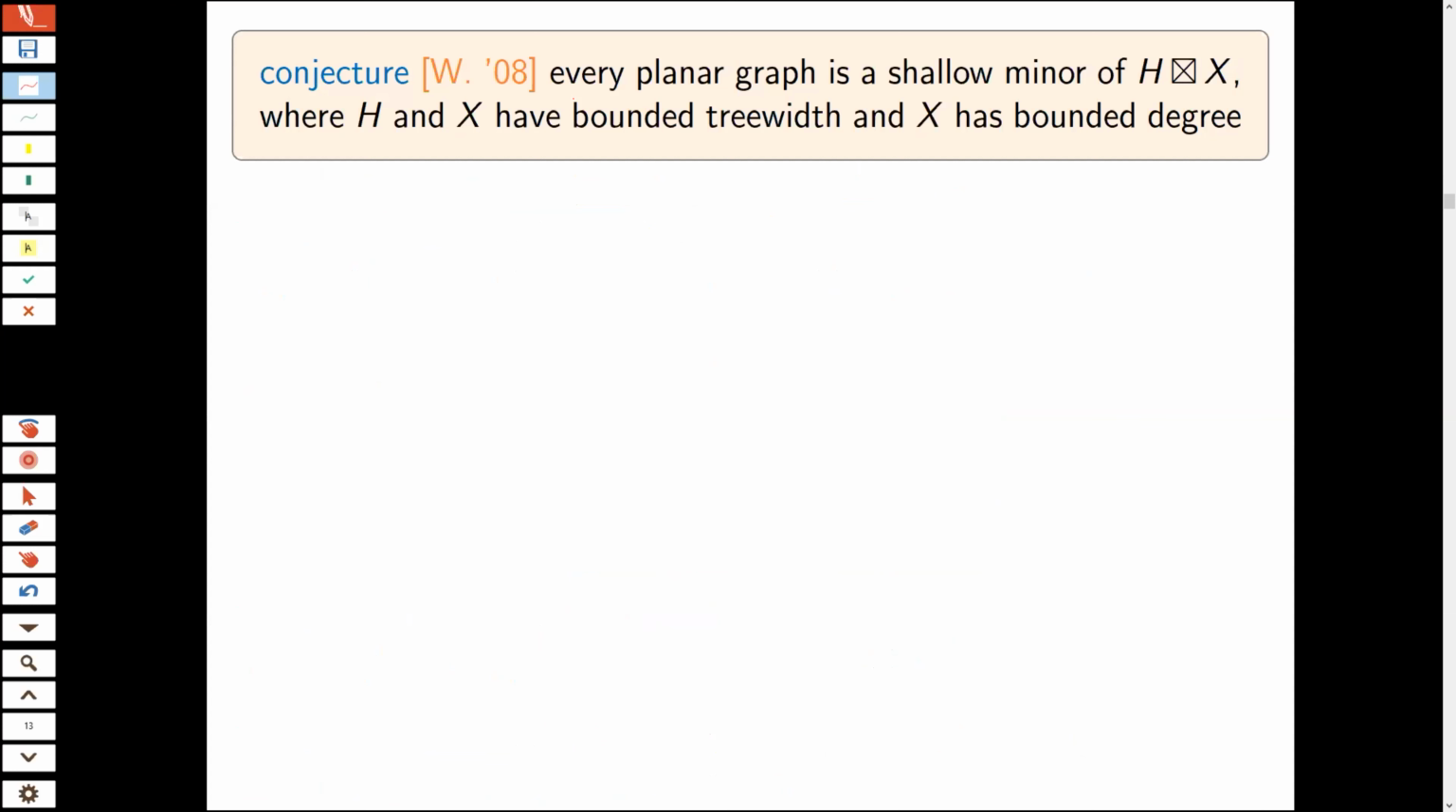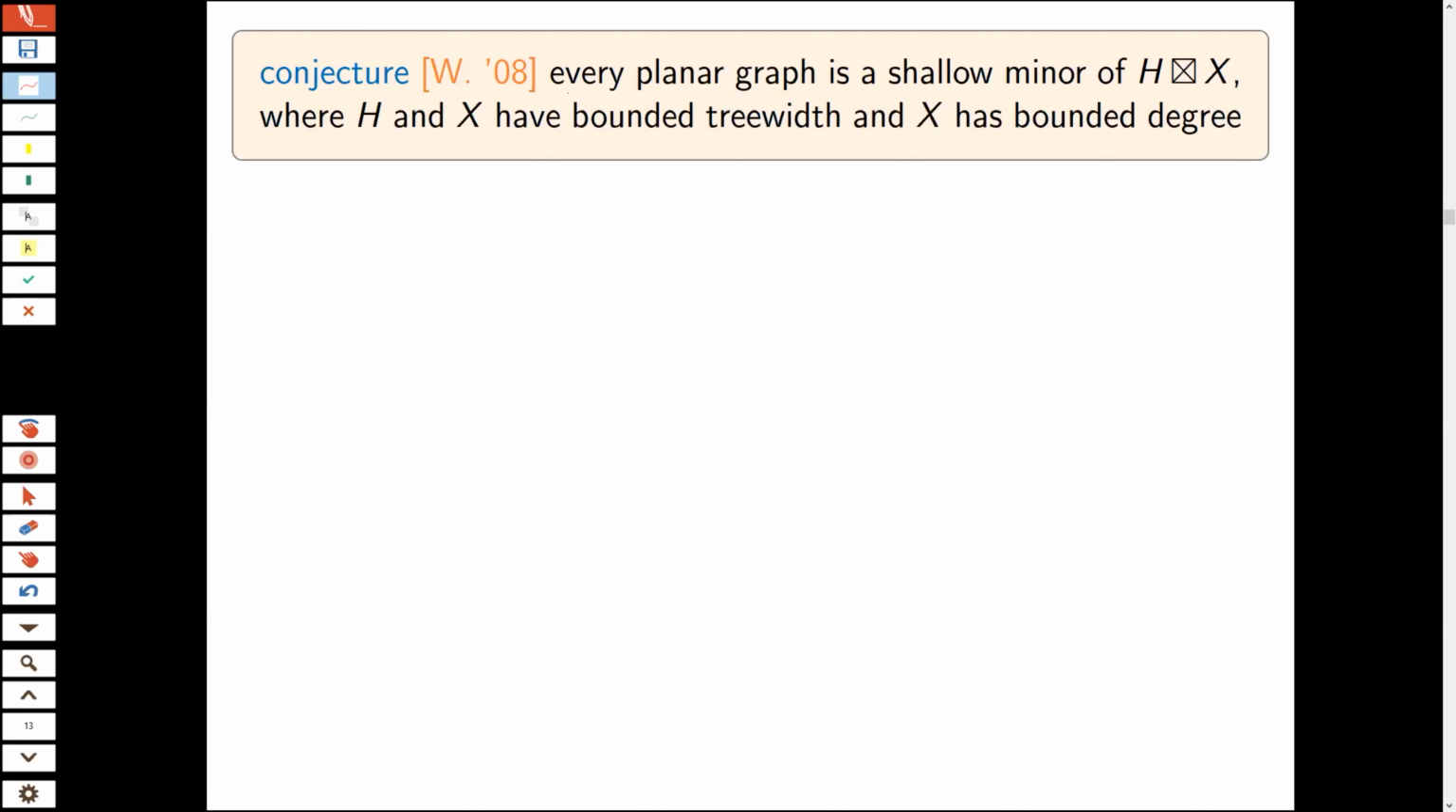Now, at one stage in this process, I made a conjecture about the global structure of planar graphs. I said every planar graph is a shallow minor of H times X for some graphs H and X with bounded tree width and bounded degree. I won't explain what shallow minor is. It's not important for this talk, but this conjecture was made because it's the weakest possible conjecture that actually implied planar graphs do have bounded Q number.